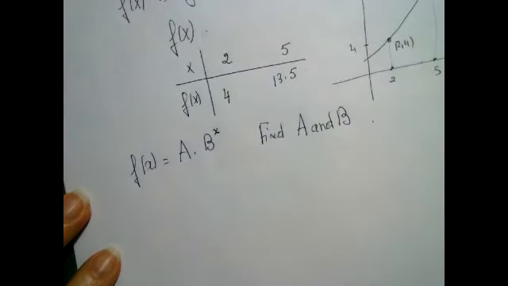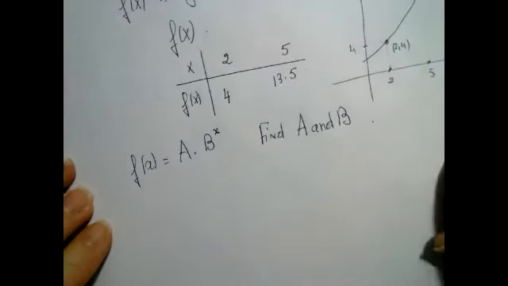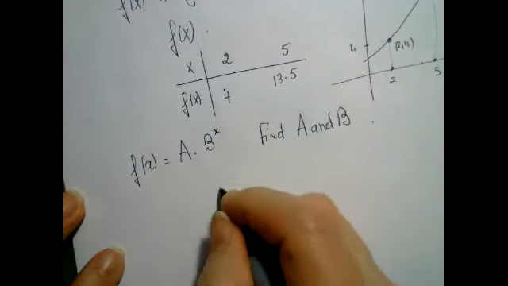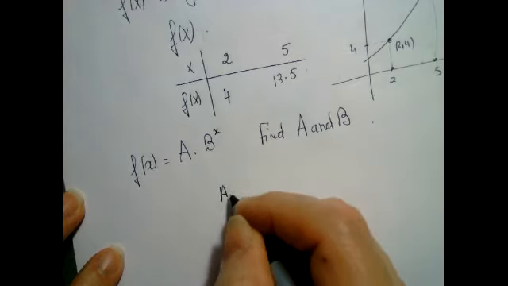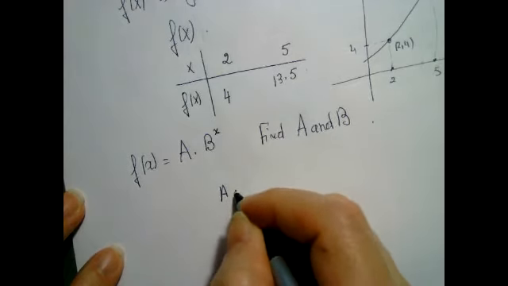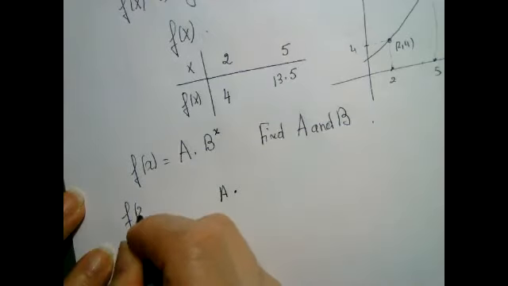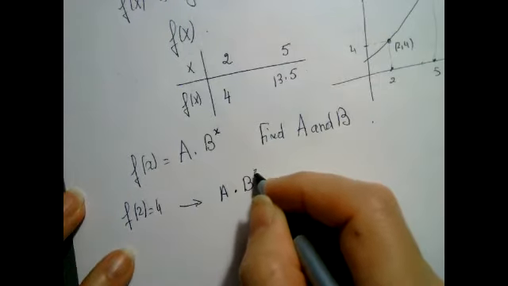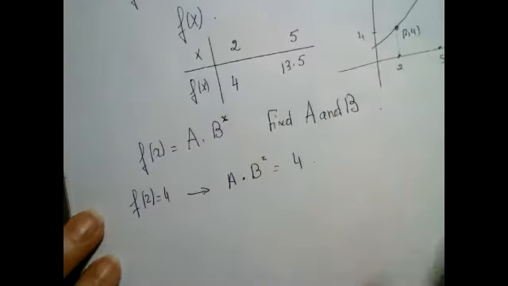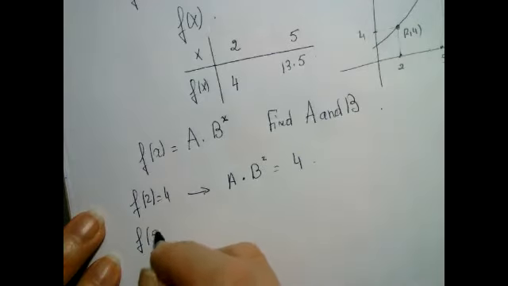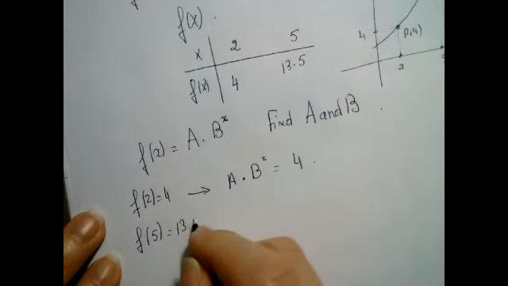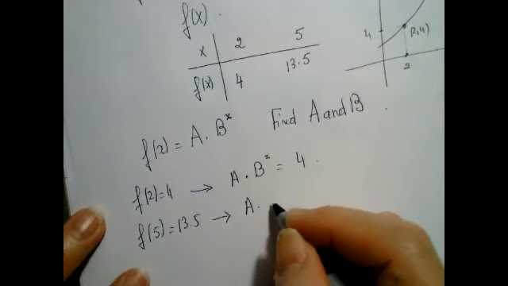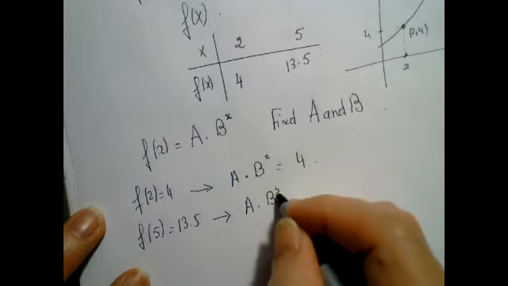Am I just setting up the problem? Yeah, I want you to find A and B. Oh, wouldn't you do a times b to the 5th equals 13.5, and then you divide it by a times b to the 2nd equals 4? So we're using f of 2 equal to 4. Means a times b squared equal to 4. And the other one gives me what? A times b to the 5th equals 13.5. Right.